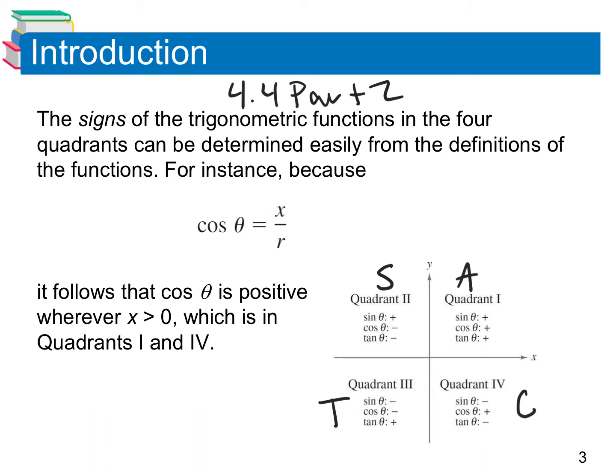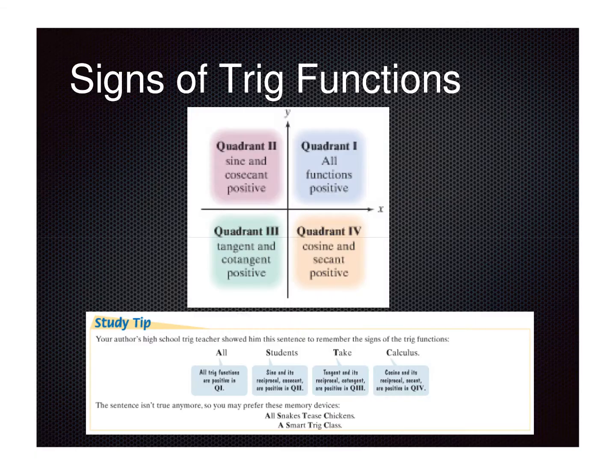So sine and cosecant are going to be positive here. And then also tangent and cotangent. And then cosine and secant. A way we can remember this is all students take calculus. The little box says the sentence isn't true anymore, so you may prefer these memory devices: all snakes tease chickens, or a smart trig class.